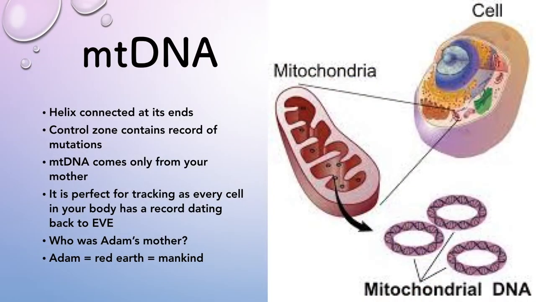But through that, we can trace mitochondria back through the ages, through the millennia, so that living humans today, we can trace them back literally to Eve. Everybody, through their mothers, mothers, mothers, all the way back. Because mitochondria keeps a record. And that's such a help to us. Something we've never been able to do before. It's perfect for tracking because every cell in your body has a record dating back to Eve.